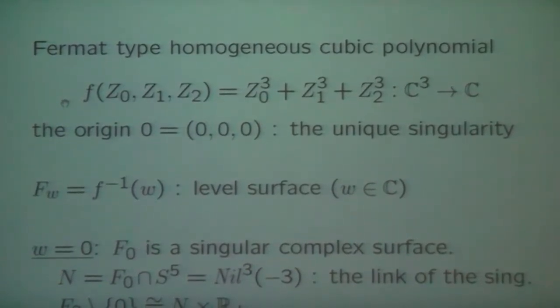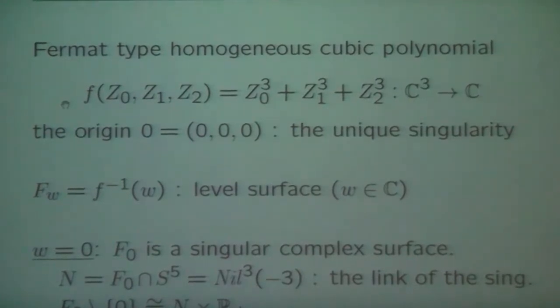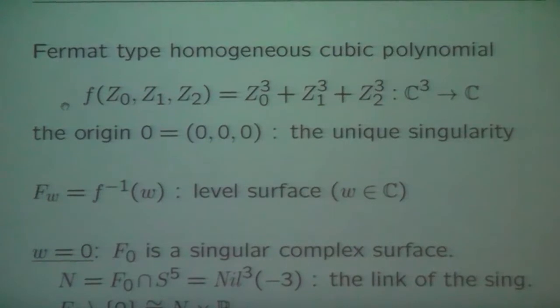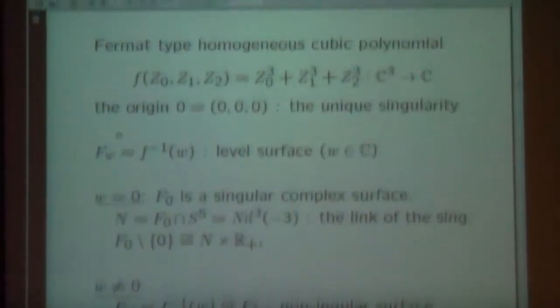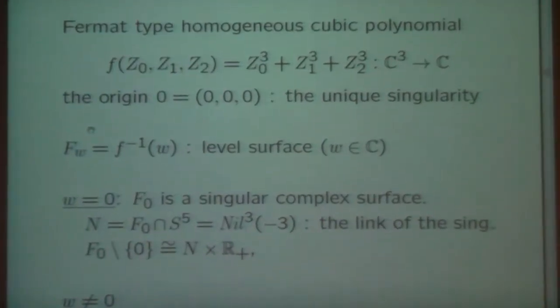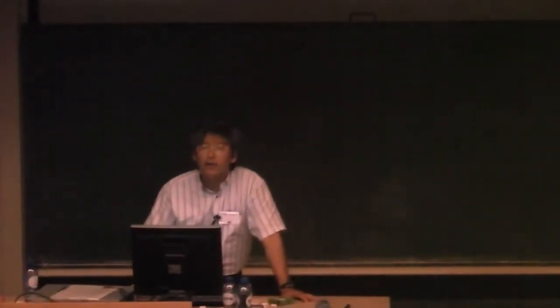And capital FW is the level surface, the inverse image of the regular value W. If you multiply by some constant lambda, then FW is sent into F of cube root lambda W. So every regular leaf, every regular surface, is diffeomorphic, or complex analytically the same, except for the singular fiber. Okay. So now let's look at the Milnor fibration of this isolated singularity.